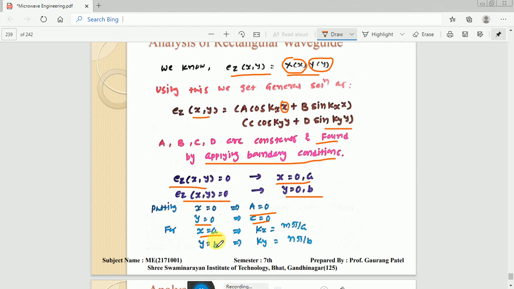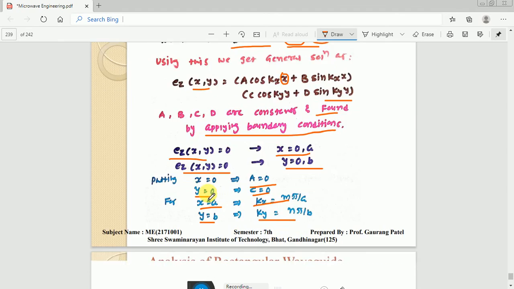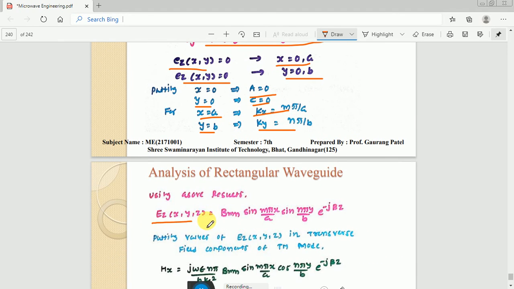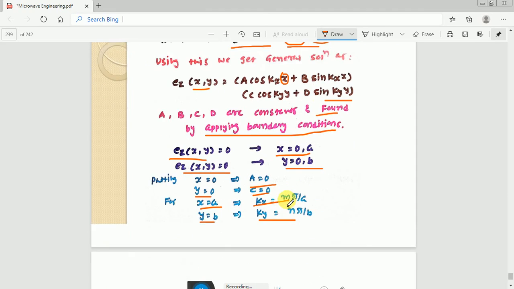Similarly, for x is equal to a, we will get constant kx to be m pi by a, and for y is equal to b, ky will be n pi by b. So kx and ky values will be m pi by a and n pi by b. Now, using the above results in this expression, z(x,y,z) can be written as b subscript mn sin(m pi x / a) sin(n pi y / b) e raised to minus j beta z, where we have replaced b and d by bmn.